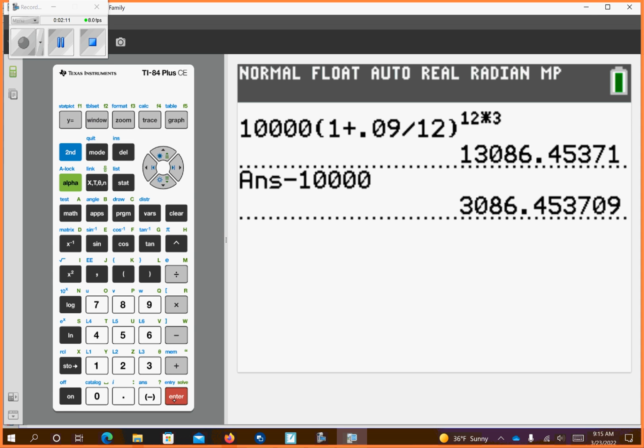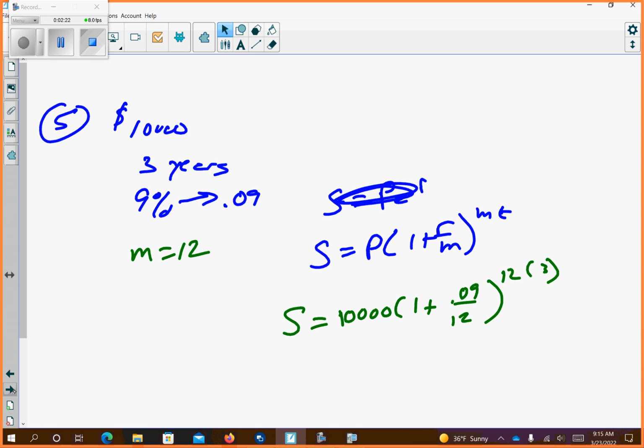Right. Well, more money's more money, right? Okay. That one I think was pretty straightforward.